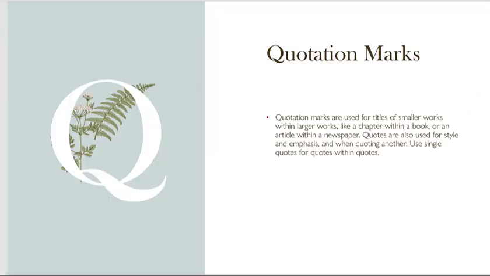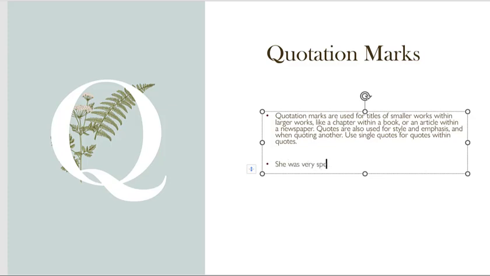Quotation marks are used for titles of smaller works within larger works, like a chapter within a book, or an article within a newspaper. Quotes are also used for style and emphasis, and when quoting another. You use single quotes for quotes within quotes. So you could really change the meaning of a sentence too by using quotes. She was very special. She was very "special."